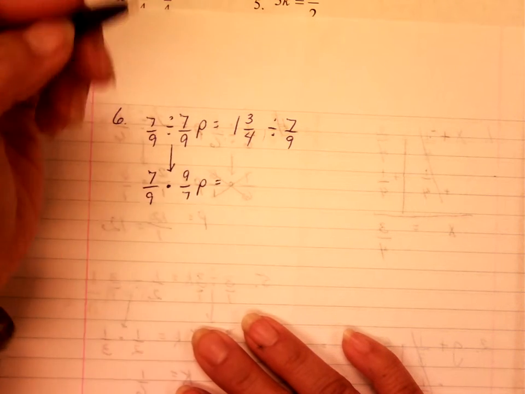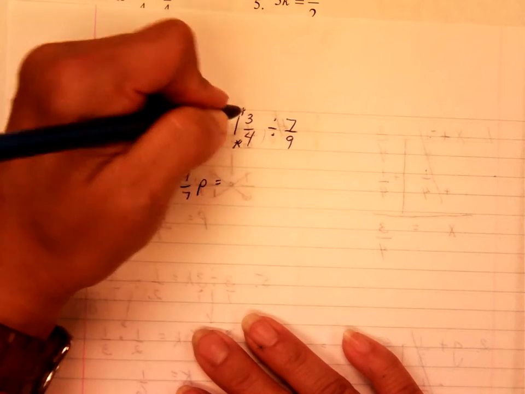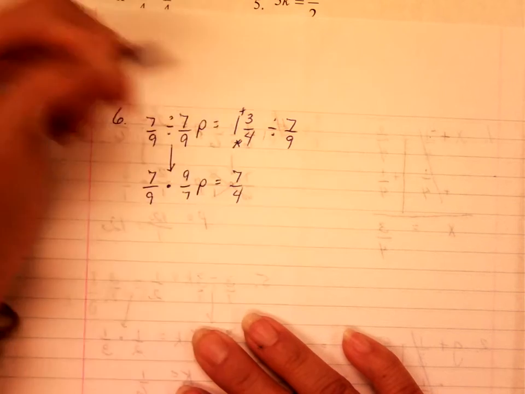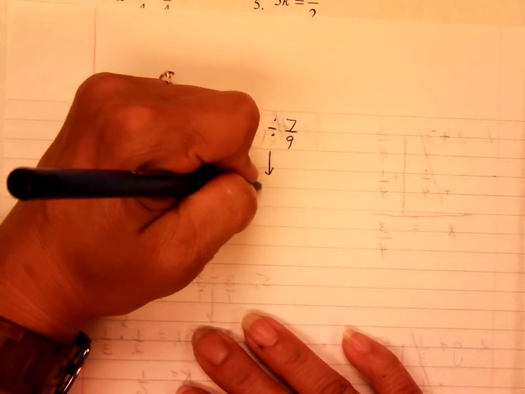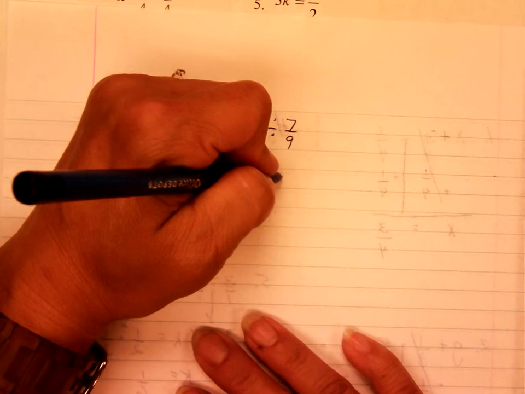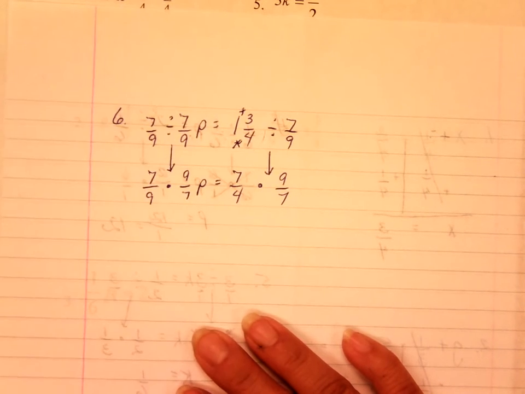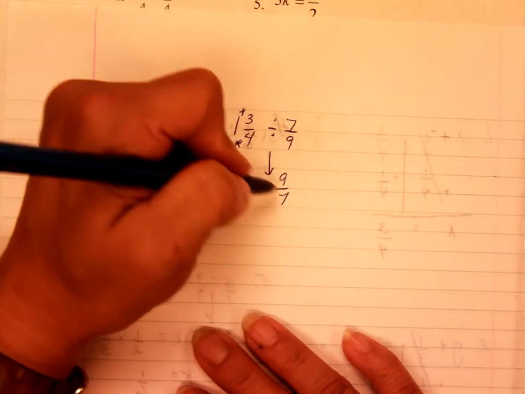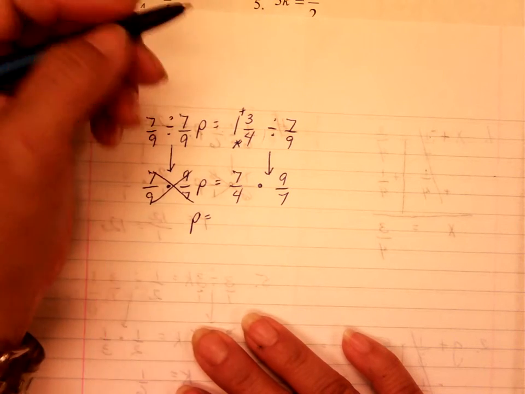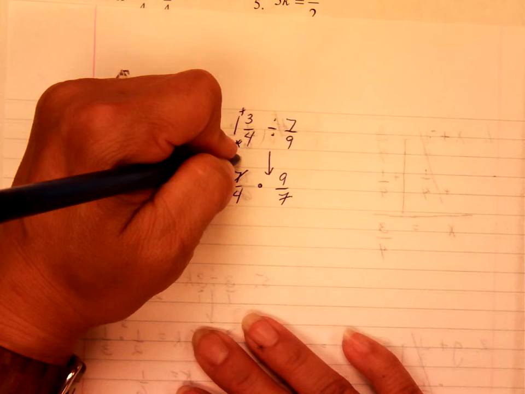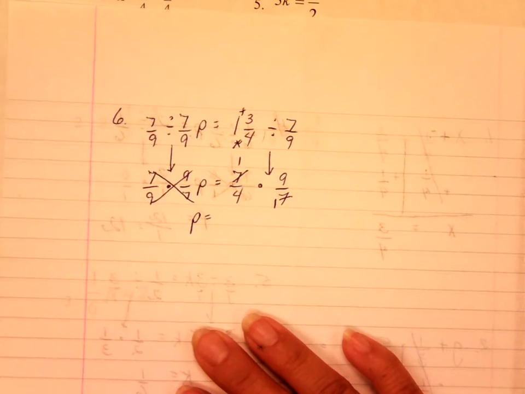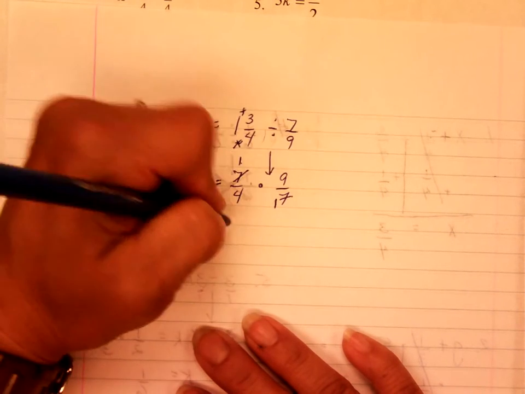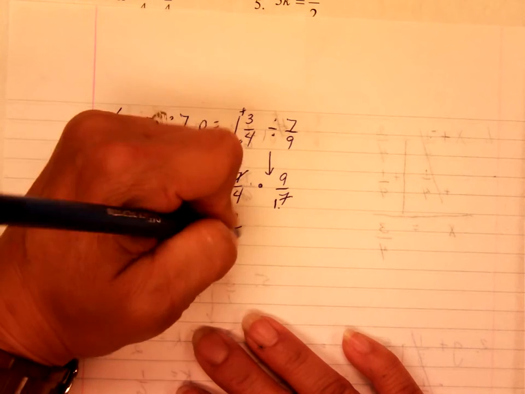You're going to take the mixed number and turn it into an improper fraction by doing the circle of fun, which is 7/4. Change your division to multiplication, and do the reciprocal of 9/7. Cross this out, and p is equal to, now look, can you reduce diagonally? Well, 7s can reduce, so 7 goes into 7 once, and then multiply across. 1 times 9 is 9, 4 times 1 is 4.